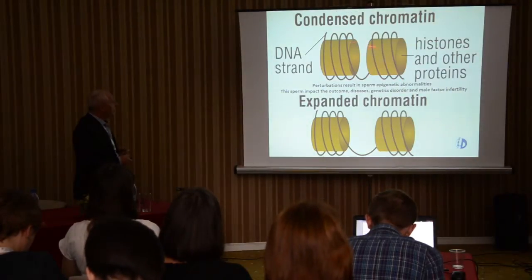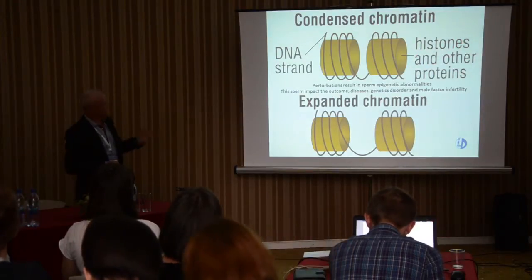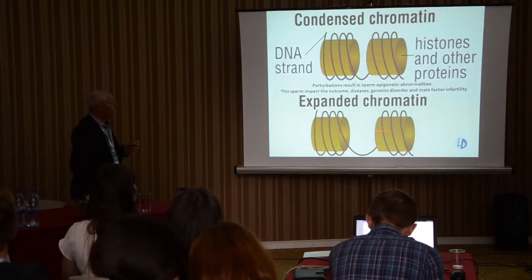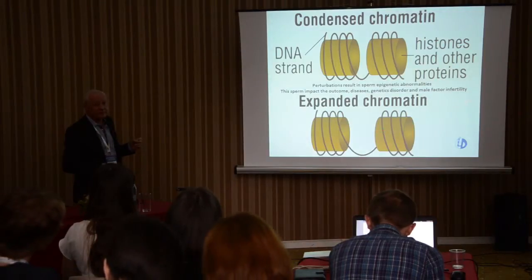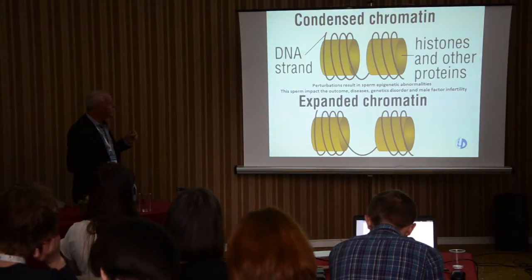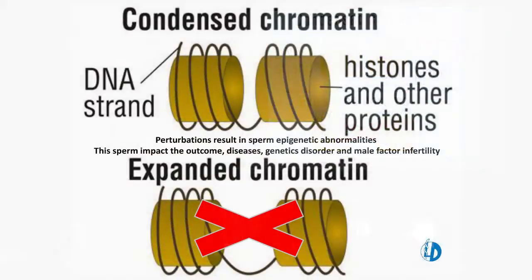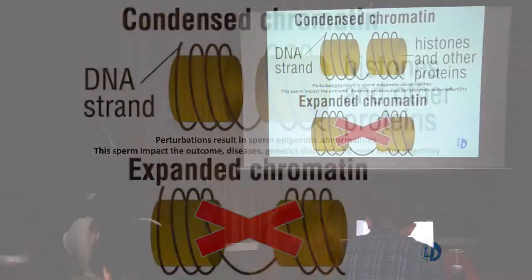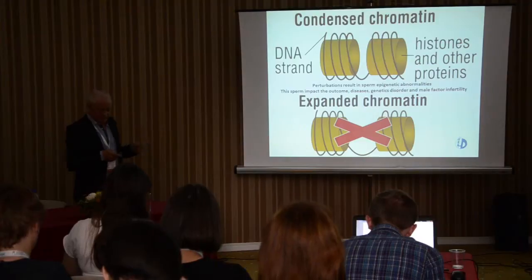This is a condensed chromatin with a histone and protein, and if it's expanded like that, it's open. This is absolutely abnormal, and if you inject a sperm with an open chromatin like that, it means that it's a young sperm, because you have more histone, expanded chromatin, and you must discard this kind of sperm.